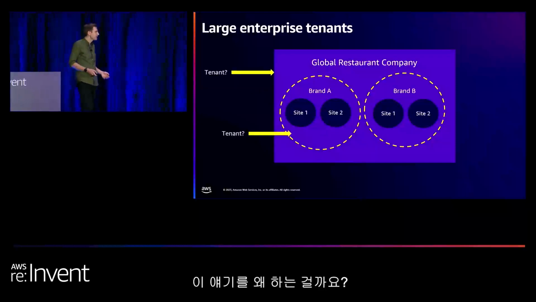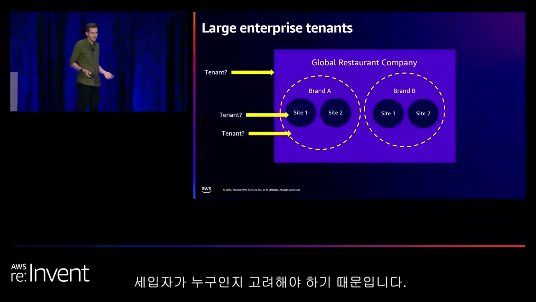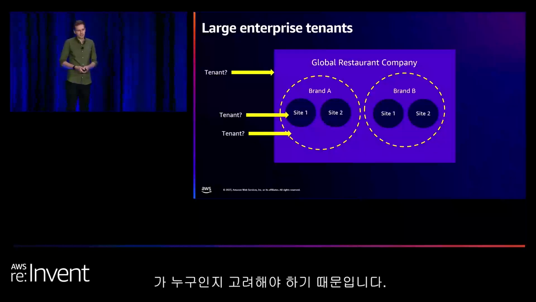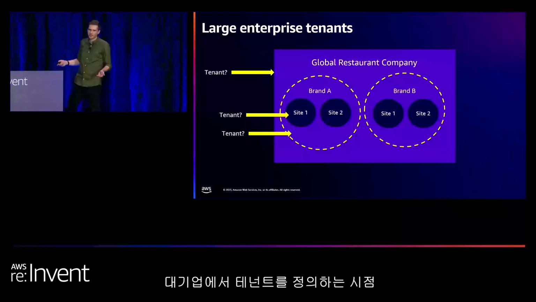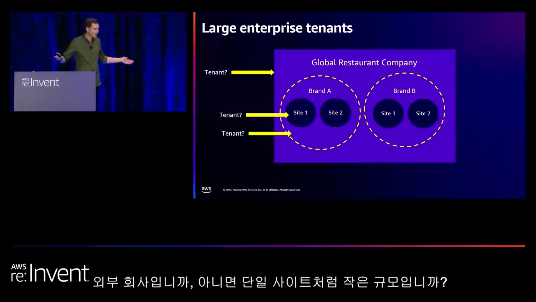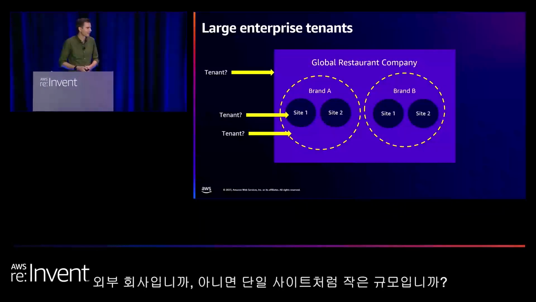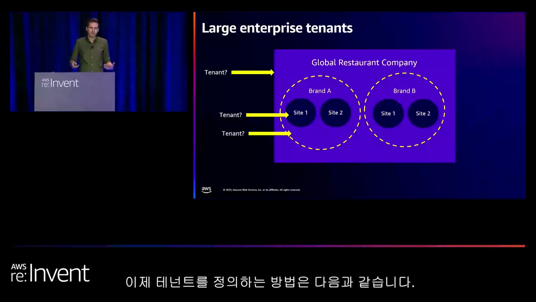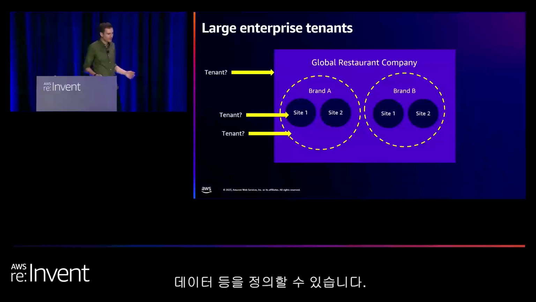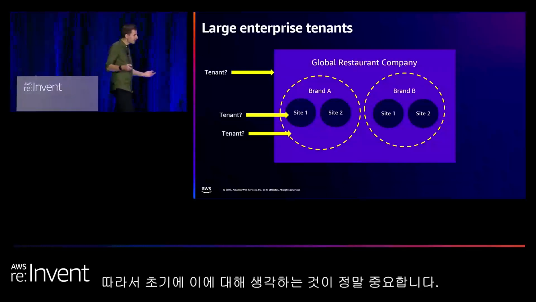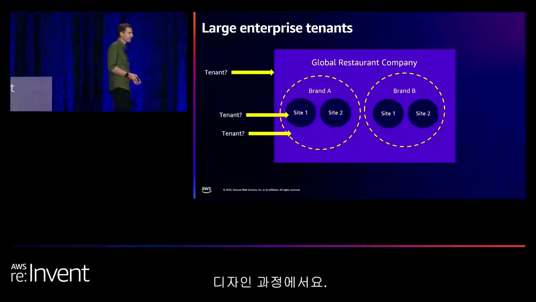Now, why am I telling you this? Because you should consider who the tenant is in your organization. At which point do we define the tenant in our large enterprise use case, right? Is it the outer company, or is it as small as a single site? Now, how you define the tenant will help you define how you manage authentication, permissions, data, and more. So it's really important to think about this early on in the design process.